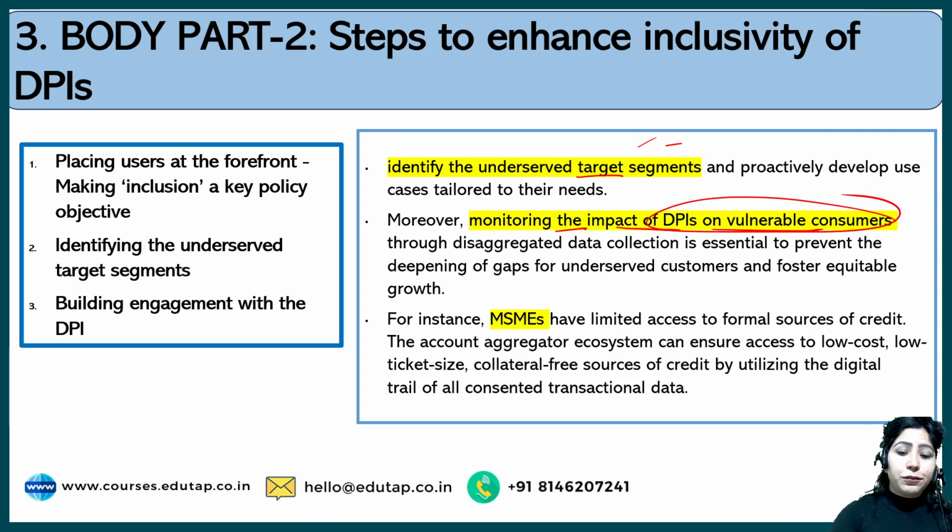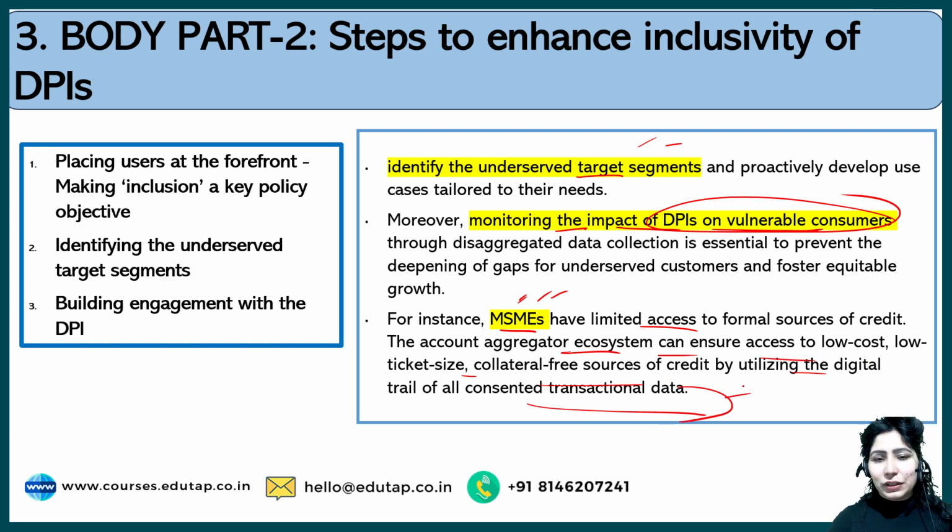And the example we have taken here is not of economically backward people but of MSMEs. They have limited access to formal sources of credit. Now if everything goes online, the account aggregator ecosystem can ensure access to low-cost, low-ticket-size, collateral-free sources of credit by utilizing the digital trail of all consented transactional data. So such solutions for various sectors, separately for women, separately for youngsters, have to be developed, and this can be done only when you identify the underserved target segments.